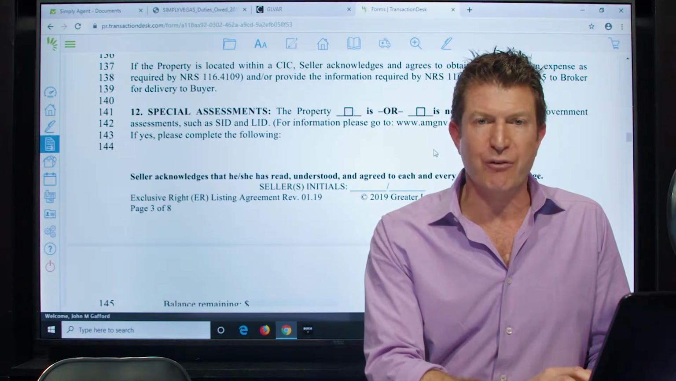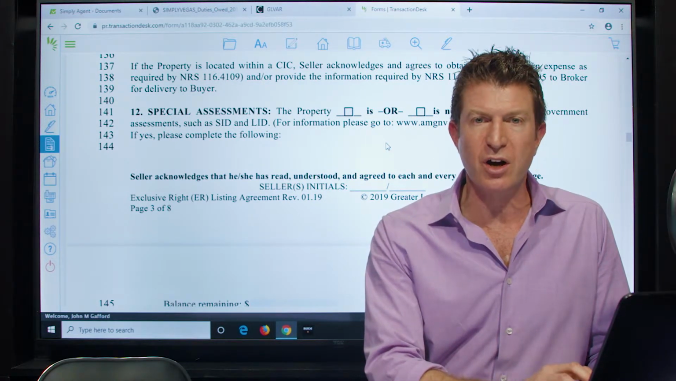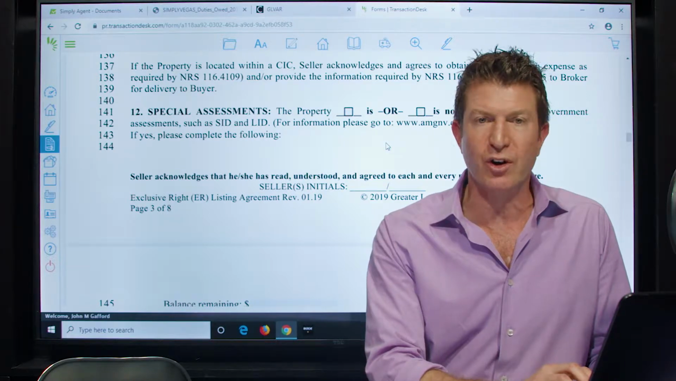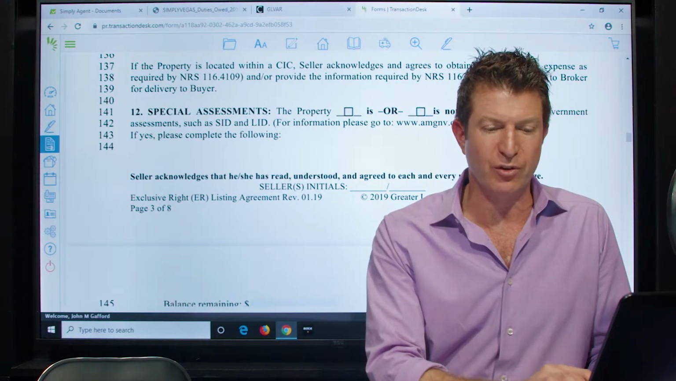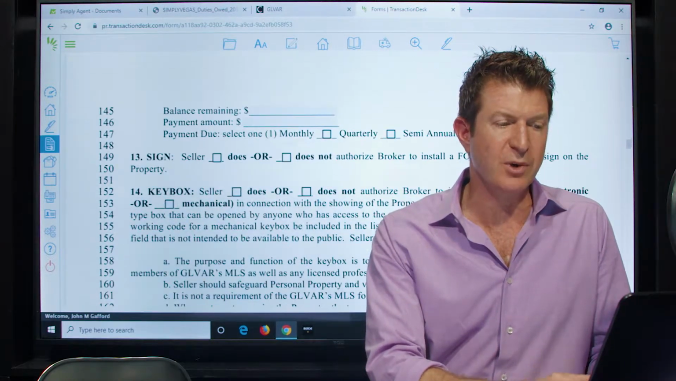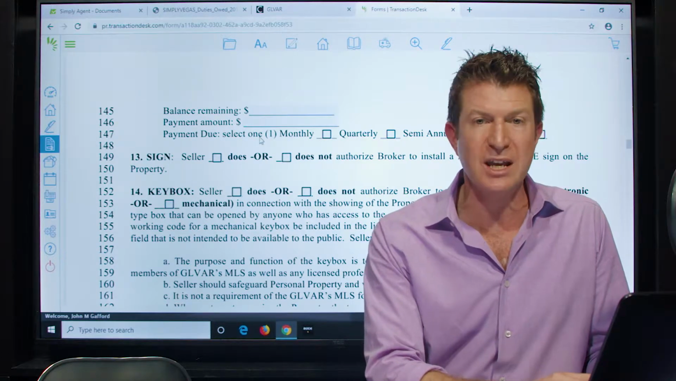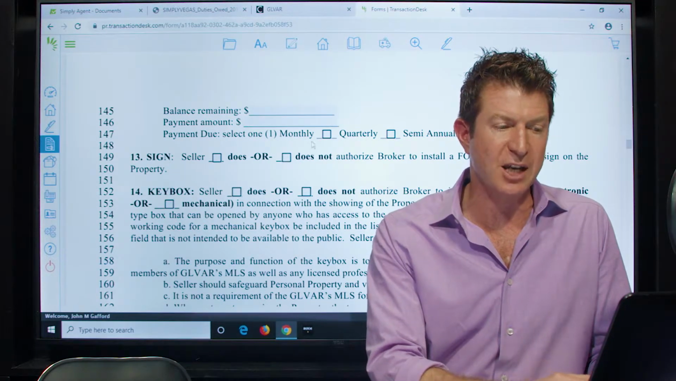SIDs, same thing. It's very, very easy to go online and pull up how much an SID or an LID is and indicate whether or not there is one on the listing agreement. And then the balance goes in there. You're going to need that when you put it in the MLS anyway. And then when it's due, that's all available online.